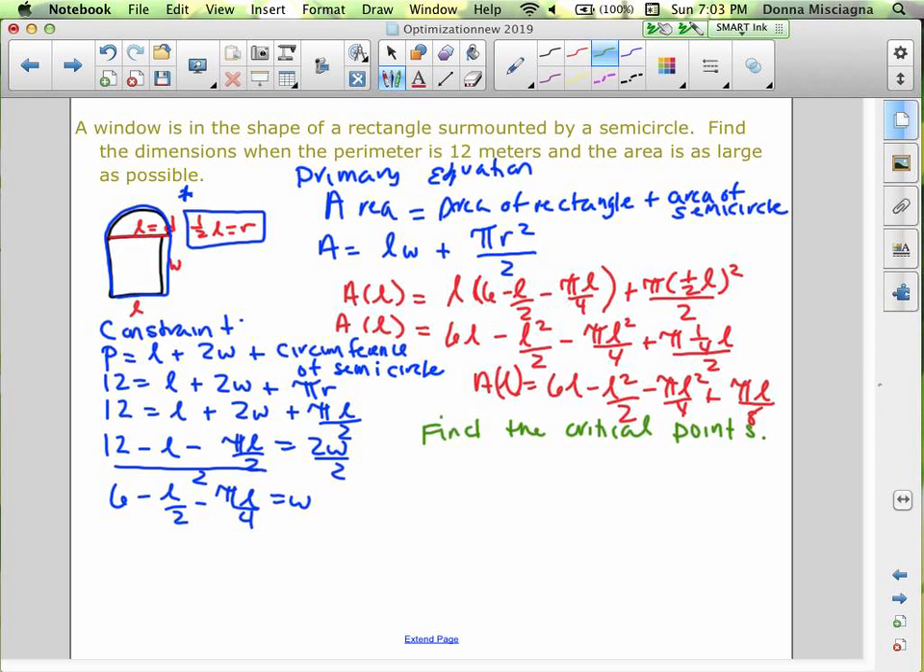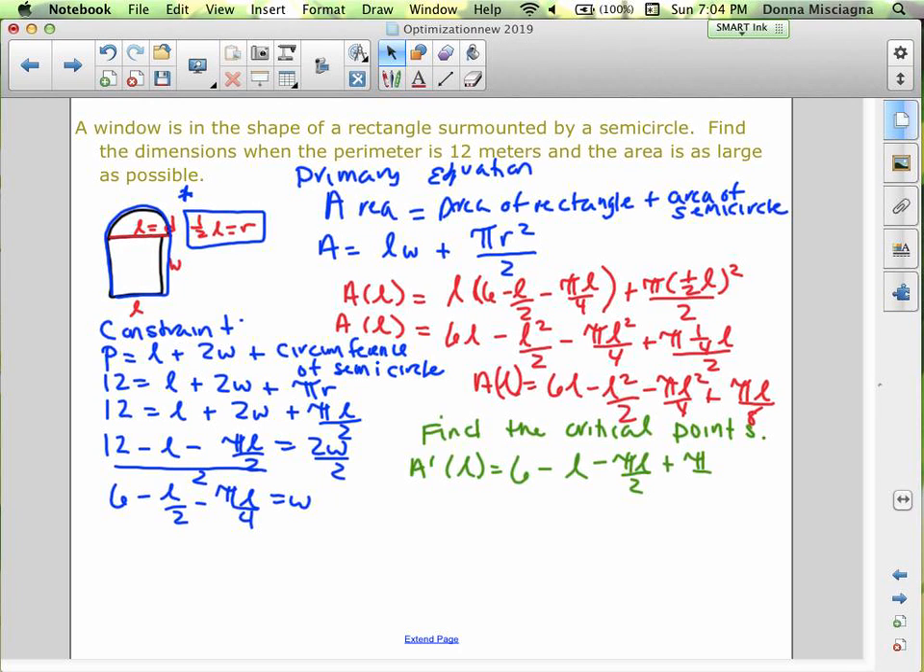All right, so we got A prime of L equals, that would be a 6 minus, all right, so that would be a 2L. That's going to cancel out the 2, and that's just going to leave an L, right? The derivative of L squared divided by 2 would be 2L divided by 2, which is just L. Minus, so now we're going to have 2 pi L divided by 4, so that's pi L divided by 2. And then we have plus pi 8s.